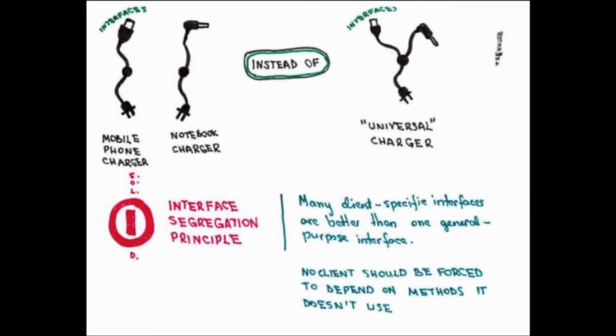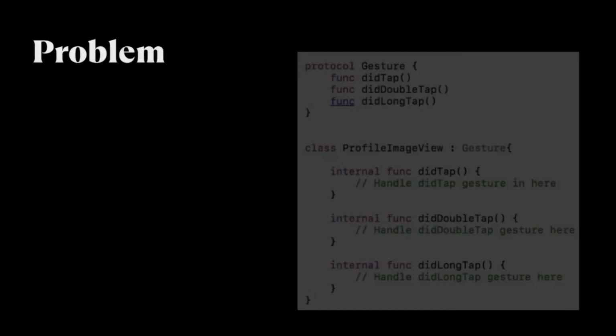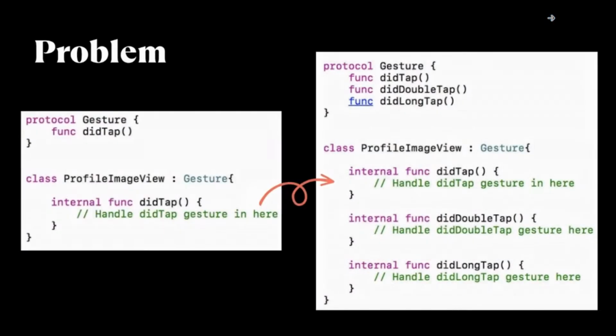An interface is considered fat when it contains too many methods that offer more information than we need. Let's grasp the idea of a fat interface in protocols with an example. Initially, we have a gesture protocol with a method called didTap, which a view uses to handle the gesture. As time goes on, as often does, new requirements emerge and we need to handle more gestures like didDoubleTap and didLongPress. Our gesture protocol starts to look like this.